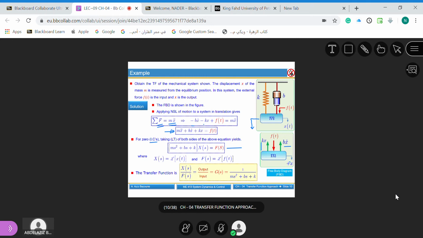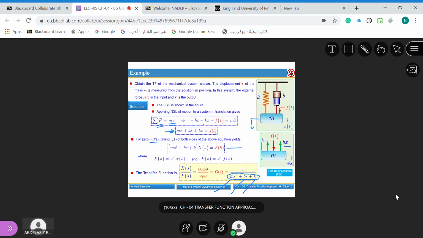You can see that the denominator is giving you the mass. This denominator, ms squared plus bs plus k, is called the characteristic polynomial. It characterizes your system. It shows you that you have a mass, a damper, and a spring. From here, you can identify the elements introduced in your system.